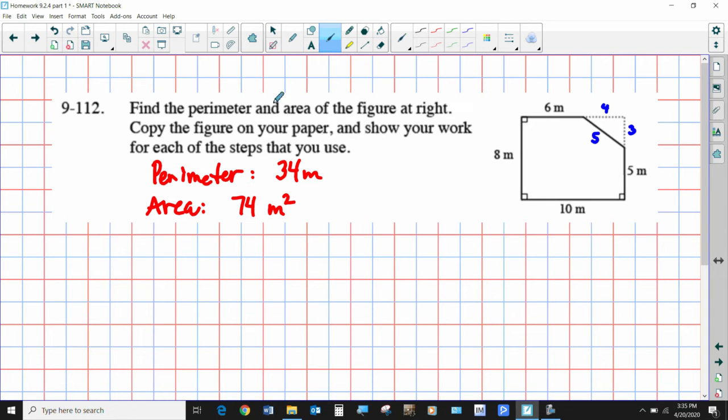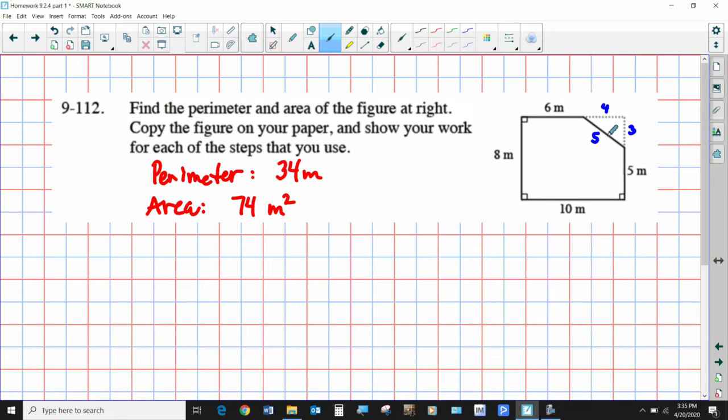All right, find the perimeter and area of the figure at the right, copy the figure onto your paper, and show your work. Okay, so do you see this missing part right there and this missing part right there? Well, I filled in the numbers, but you didn't have the numbers. You had to figure out that if this distance all the way across is 10, and they only show 6, the rest of it must be 4. And if this distance up from bottom to top is 8, and they're only showing you 5, then the rest of it has to be 3.